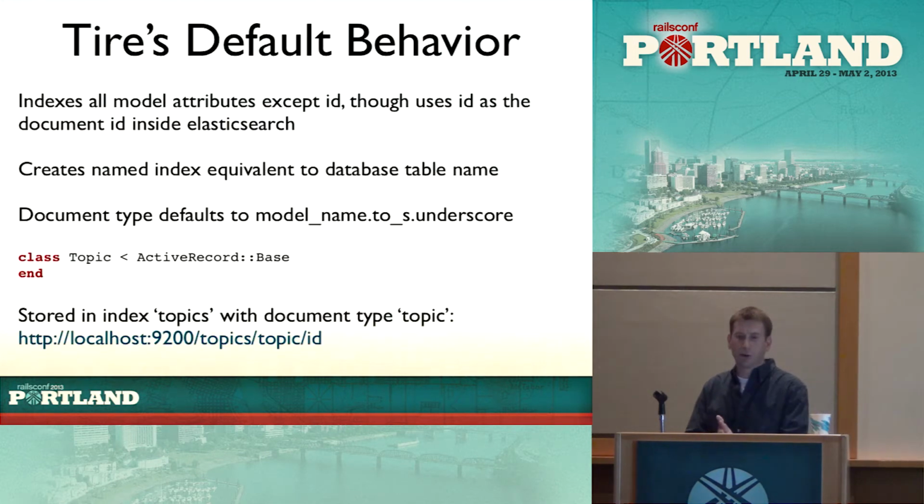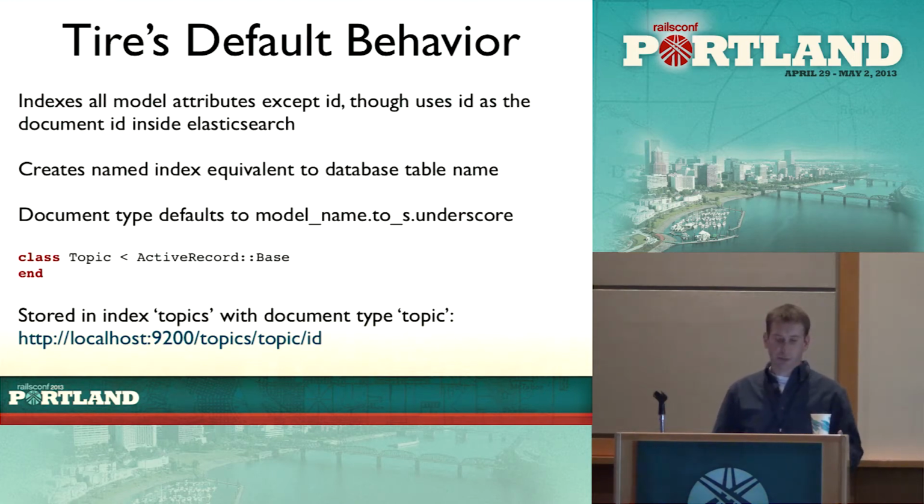So some of Tire's default behaviors. If you just include those two modules in import, it's going to index all the model attributes except for ID. It uses the ID for the document ID in Elasticsearch, like I said earlier. It uses Rails-like conventions for naming the index and the document type. So for the index, it's equivalent to the database table name. And then for the document type, it's basically doing the model name.